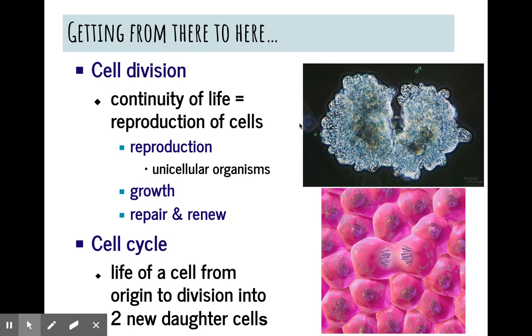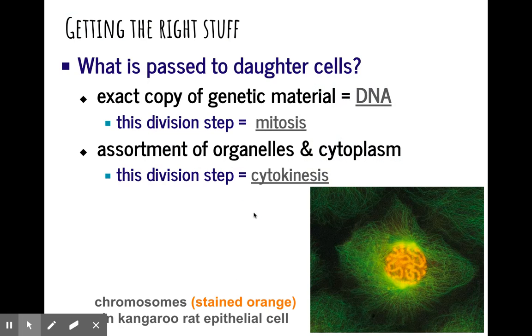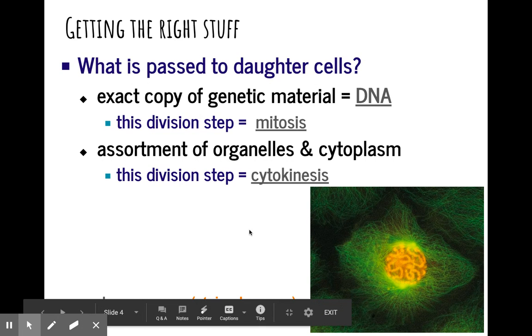The cell cycle is the life of a cell from origin to division into two new daughter cells. So from one cell to the next. From one cell, we get two new cells. What is passed on to the daughter cells? Well, the exact copy of genetic material, known as the DNA. DNA must be transferred from one cell to the next. That step is known as mitosis. The assortment of organelles in the cytoplasm must also be duplicated. That division is known as cytokinesis, or division of the cytoplasm.